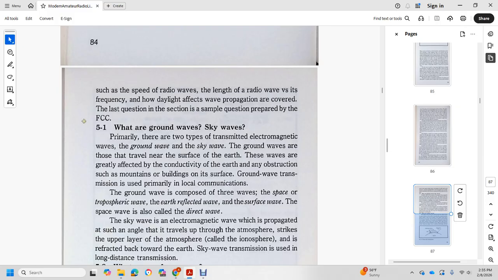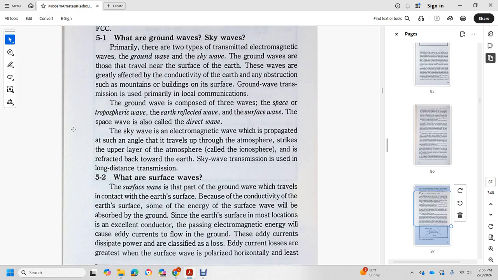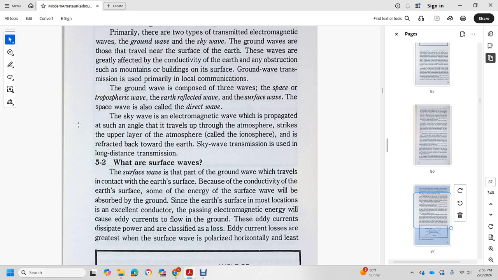The space wave is called the direct wave. The sky wave is an electromagnetic wave which is propagated at such an angle that it travels through the atmosphere and strikes the upper layer of the atmosphere called the ionosphere, where it is refracted back towards the Earth.